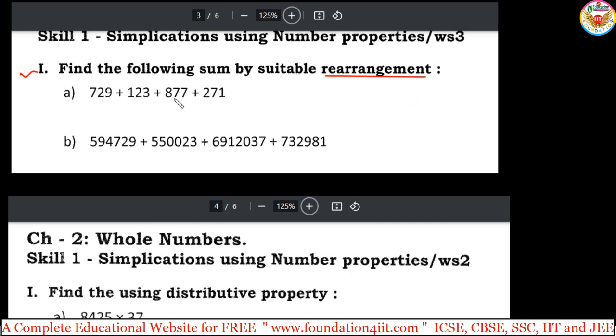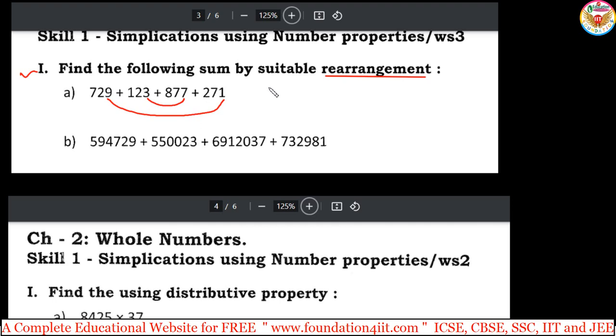729, 123, 877, 271. Which sum of the two units are equal to 10? Check it. 9 and 1 is 10, no? 3 and 7 is 10, right? So rearrange it.